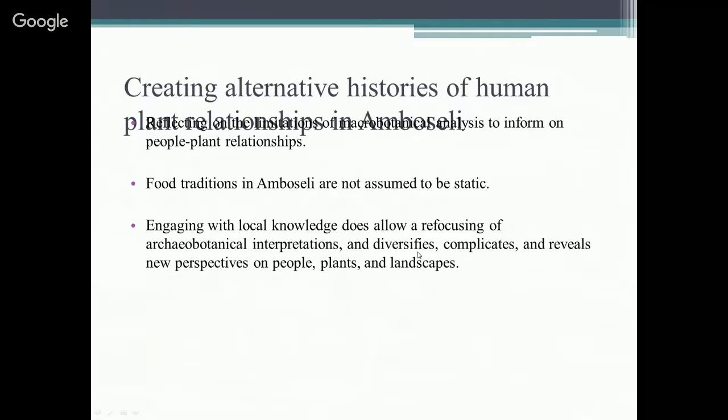This research is dedicated to dialoguing multiple perspectives, and that of course also includes paleo-environmental remains of the past, and doing this process fully aware that I'm doing this in the present, and trying to diversify and complicate and reveal new histories of human-plant relationships in the basin. So, the end.